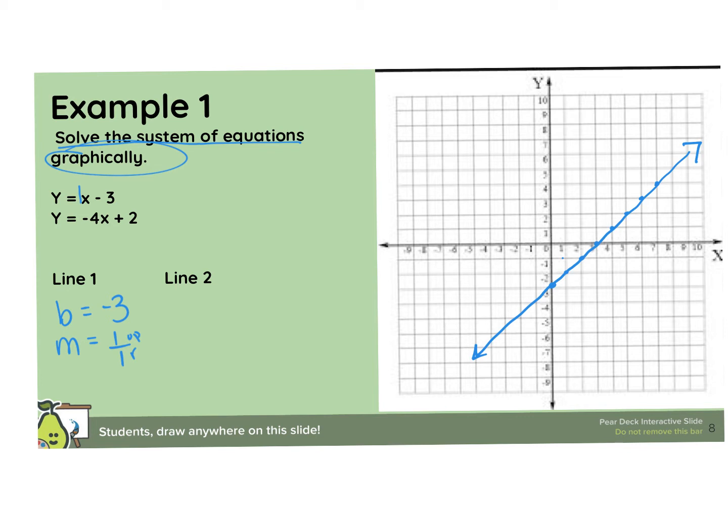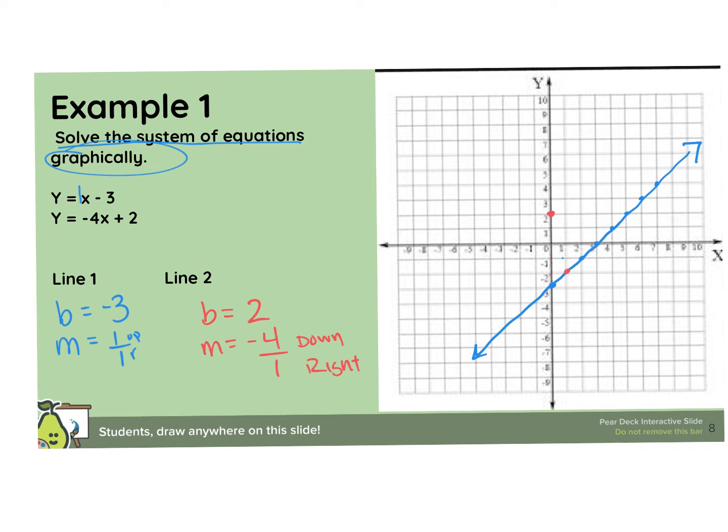We're going to choose a different color, and we're going to graph our second line. The y-intercept for this one is +2, and the slope is -4. Make it a fraction, so put it over 1. This means go down and right. So start at +2 on the y-axis, then go down 1, 2, 3, 4.